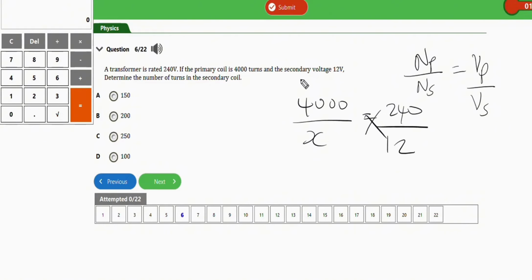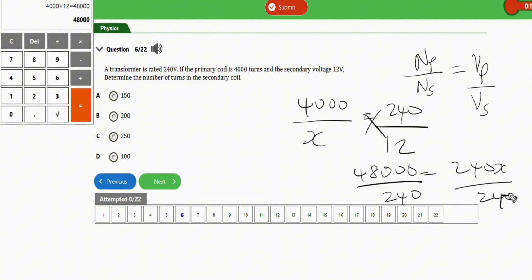When we cross multiply, basically we are going to have 4000 times 12. That will give you 48,000. Alright, so you're going to have 48,000 equals 240X. Divide both sides by 240. This is 240, so this we can cancel itself. So our X will now be 48,000 divided by 240.